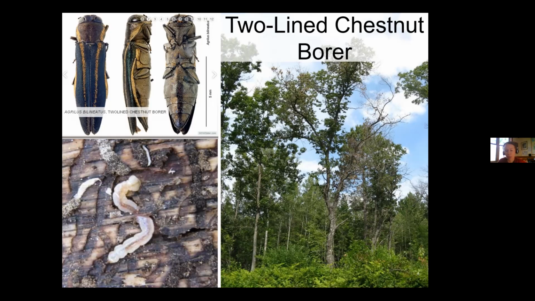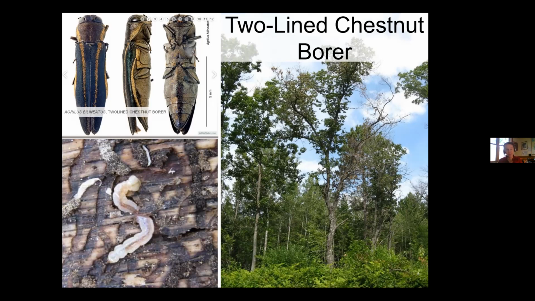But like emerald ash borer, part of what it's doing is messing up that vascular tissue of the tree and starting to choke those leaves of water. And okay, so you found this on your property. What now? And the answer in forestry is almost always prevention.